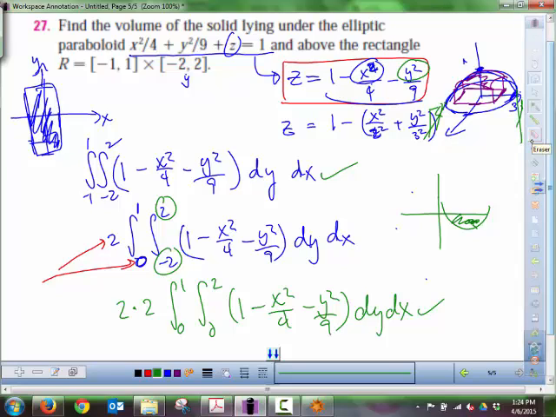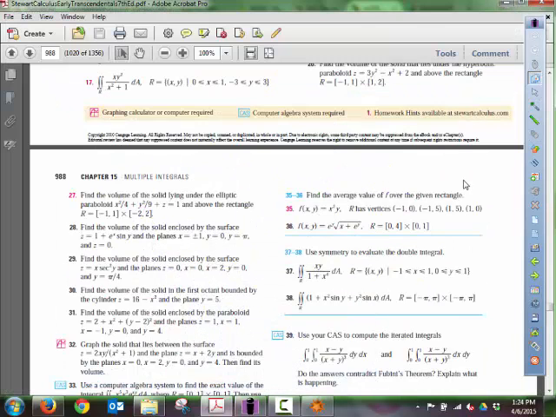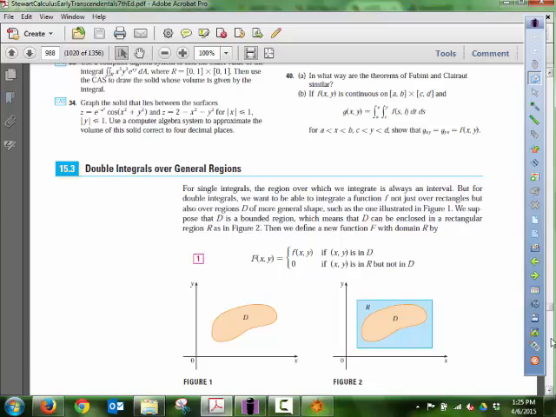Can you do an example of the volume in between two surfaces? Oh, okay. All right, so maybe something like 34.